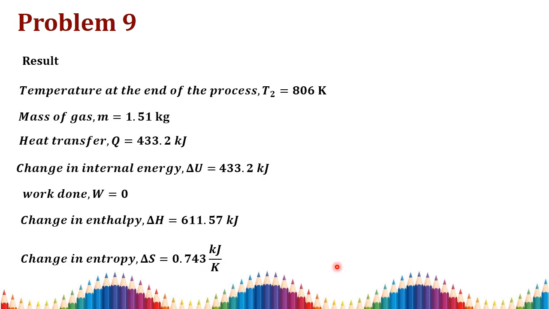As a result, the temperature at the end of the process T2 is equal to 806 Kelvin, mass of the gas m equal to 1.51 kg, heat transfer Q equal to 433.2 kilojoule, change in internal energy delta U equal to 433.2 kilojoule, work done W equal to 0, change in enthalpy delta H equal to 611.57 kilojoule. Finally, the change in entropy delta S equal to 0.73 kilojoule per Kelvin.